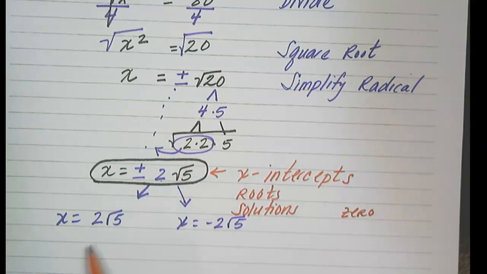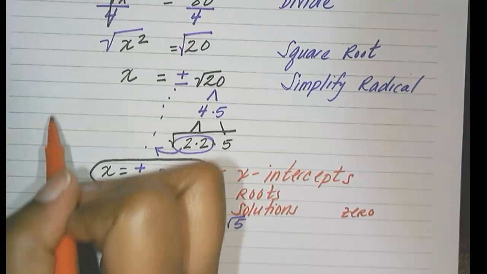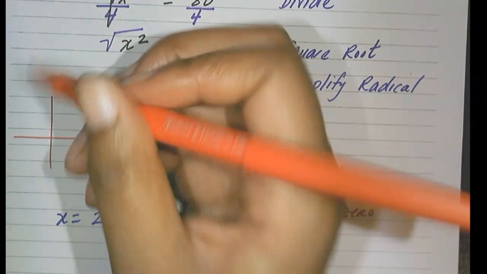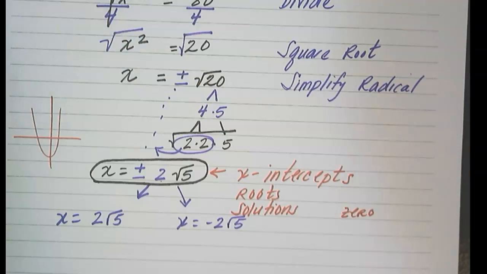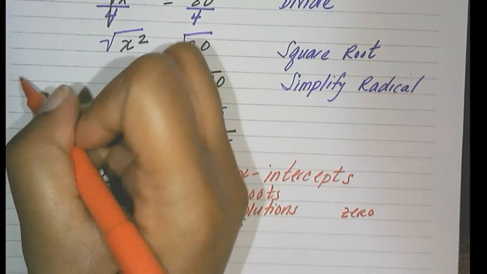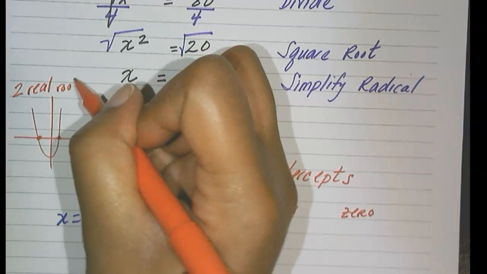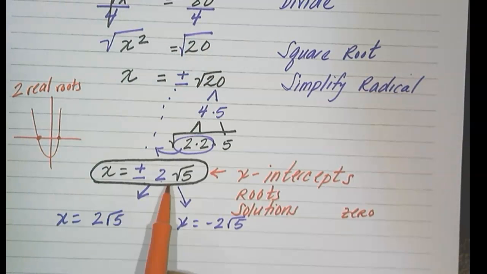And coincidentally, since this is broken down into 2 solutions, roots, zeros, x-intercepts, what that means is that if I was to do a little sketch right here, it would go through something like that. It would have to cross the x-axis in 2 places. We have 2 real roots. What are the roots? Bam, you found them. Okay, we're done with that one.